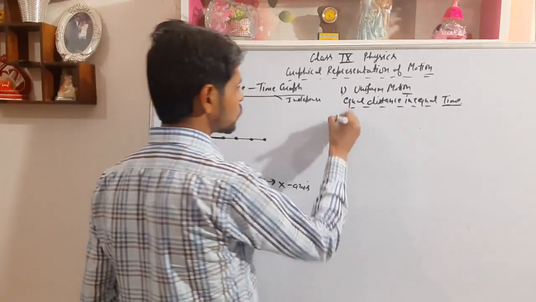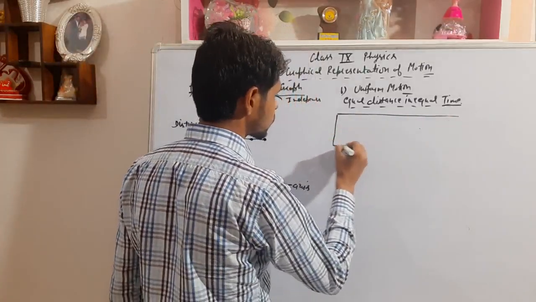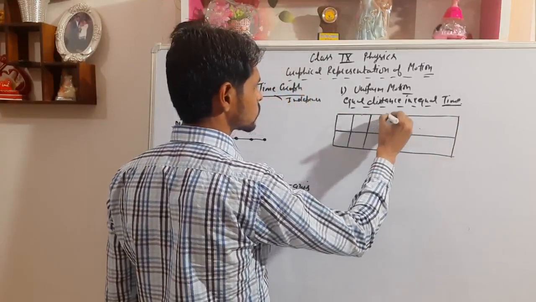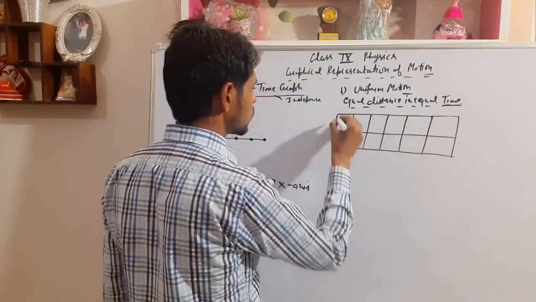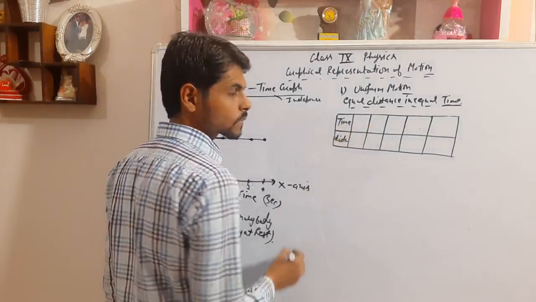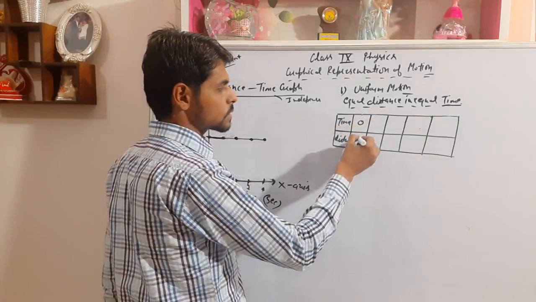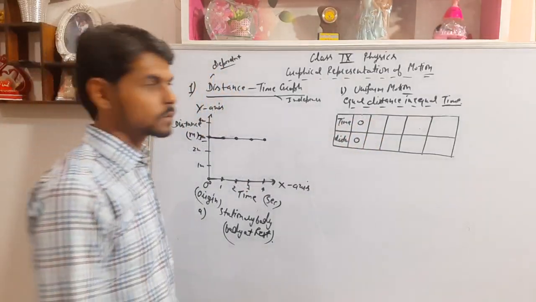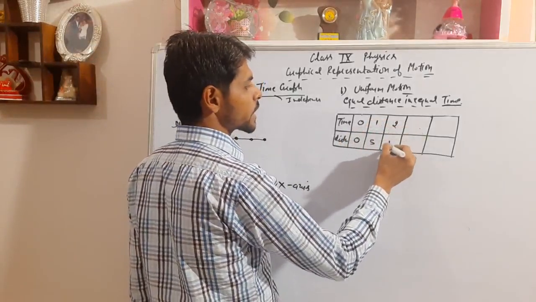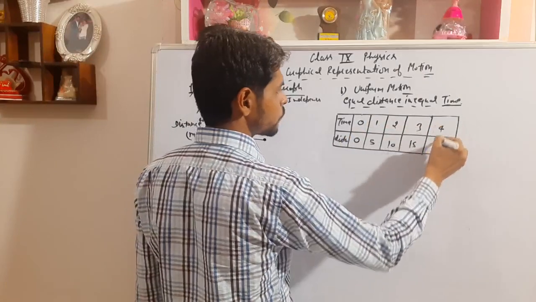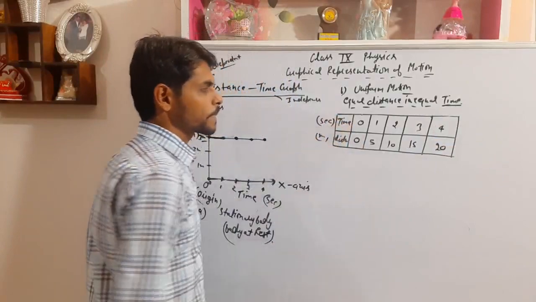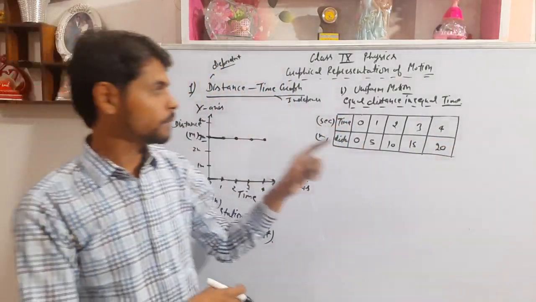I am taking an example over here. So this is the time, and here the distance is 0. When time is 0 second, distance is 0. The body is starting from rest. At time 1 second, the distance covered is 5 meter. At 2 seconds the position is 10 meter, at 3 seconds the position is 15 meter, at 4 seconds the position is 20 meter. Time is in seconds and distance is in meters. Okay, what are you looking at now?